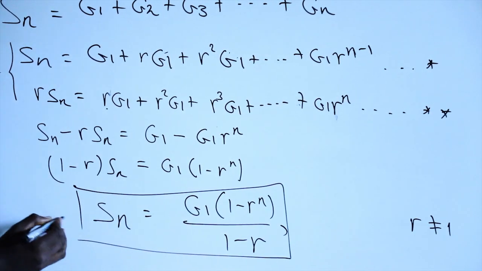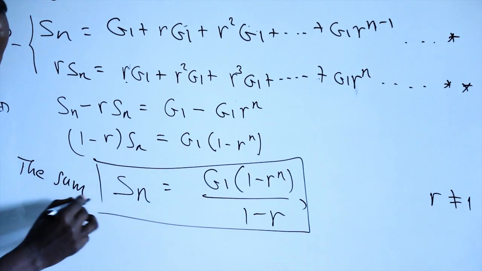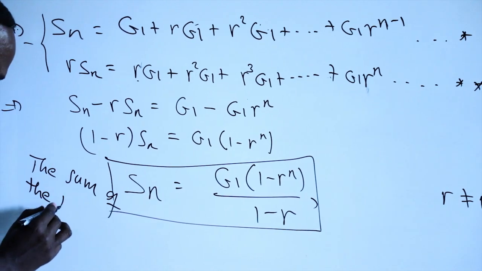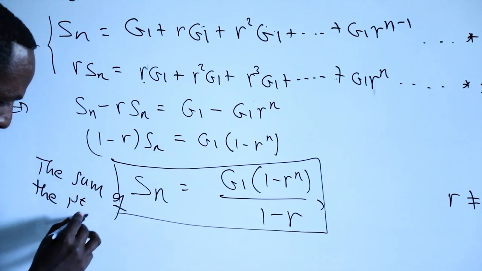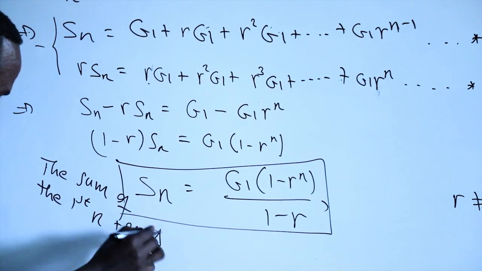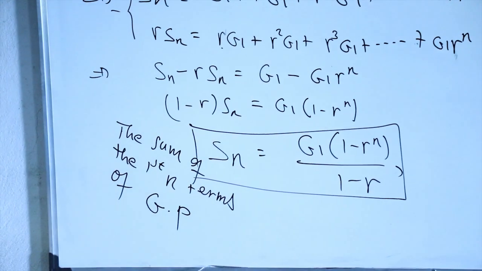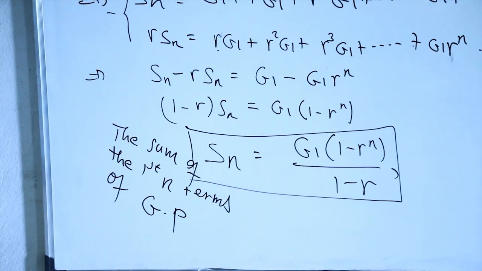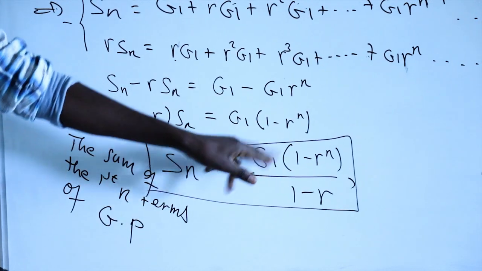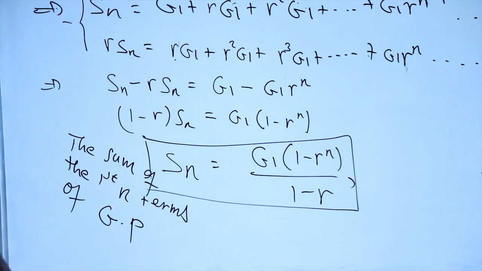We call it the sum of the first n terms of the geometric progression. The geometric sequence or the geometric progression can be calculated by the formula Sn equals G1 times (1 minus r to the power of n) over 1 minus r.